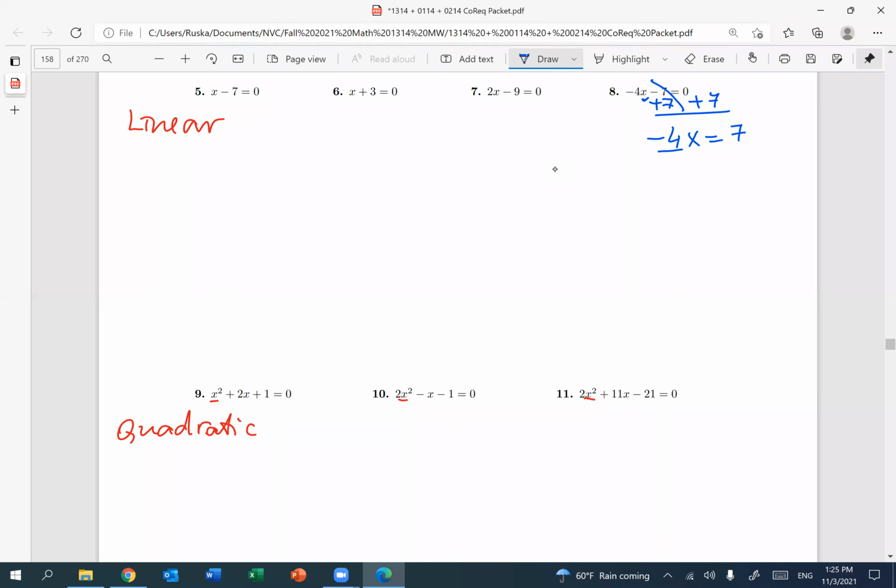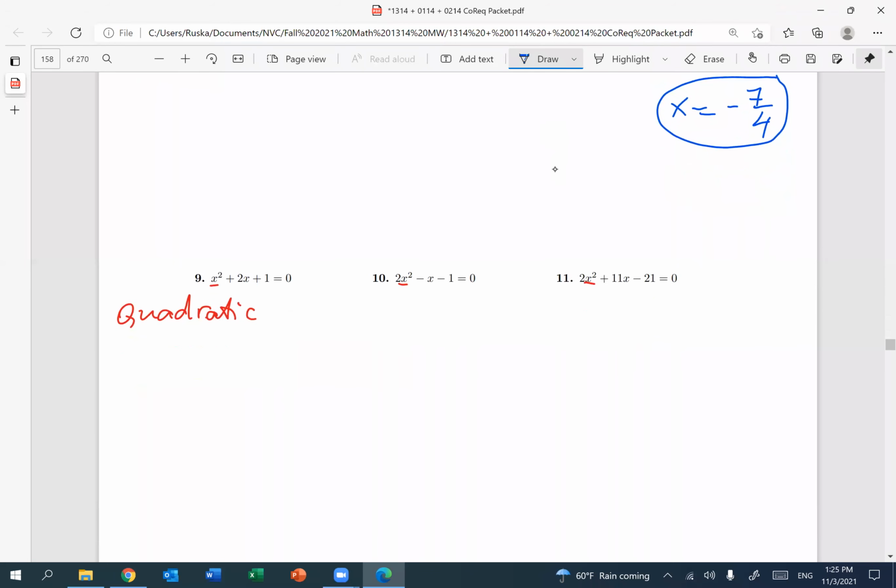And then the last step is when you get x's on one side, numbers on the other side, you're going to divide by the same number in front of x, because negative 4 divided by negative 4 is 1x. That's what you want to get. x equals 7 over 4, you can't reduce it, so just write it negative 7 over 4. And that's my solution. Okay? So you do the same way for all of those linear equations.